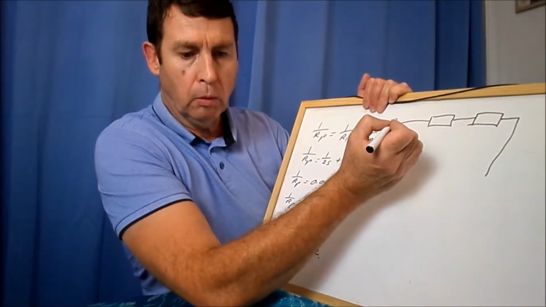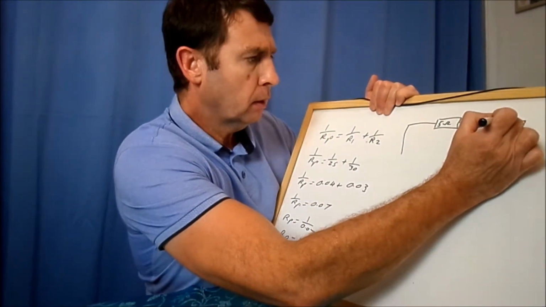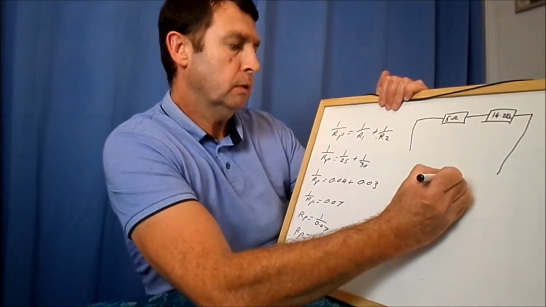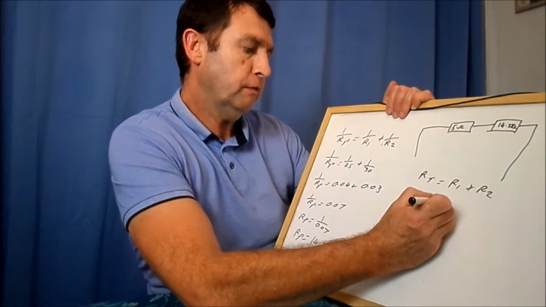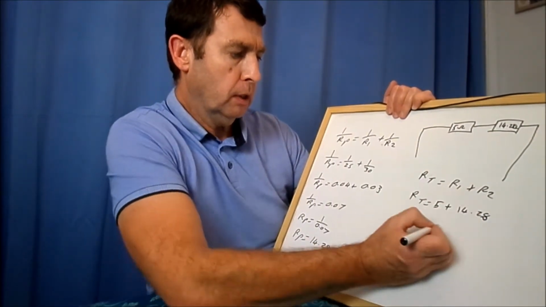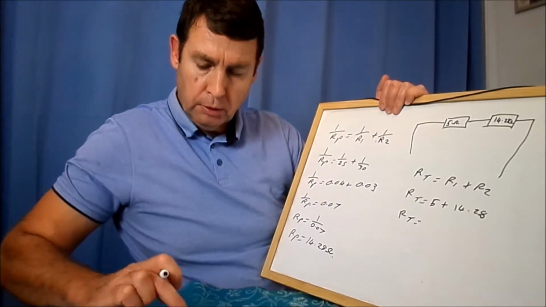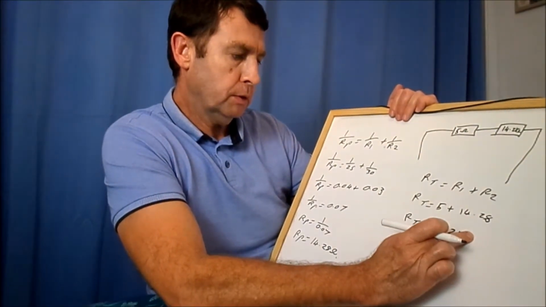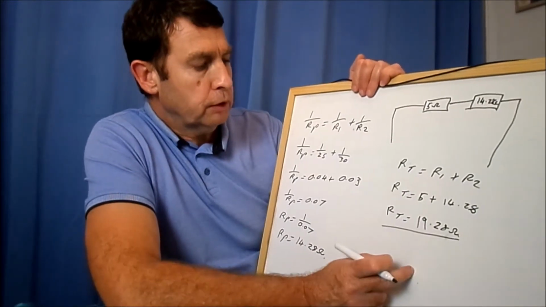That will be our 5 ohm resistor in series with the 14.28 ohm resistor. So total resistance is equal to R1 plus R2 in series. So R total is going to equal 5 plus 14.28, that equals 19.28 ohms. Okay, so we've worked out that total resistance.